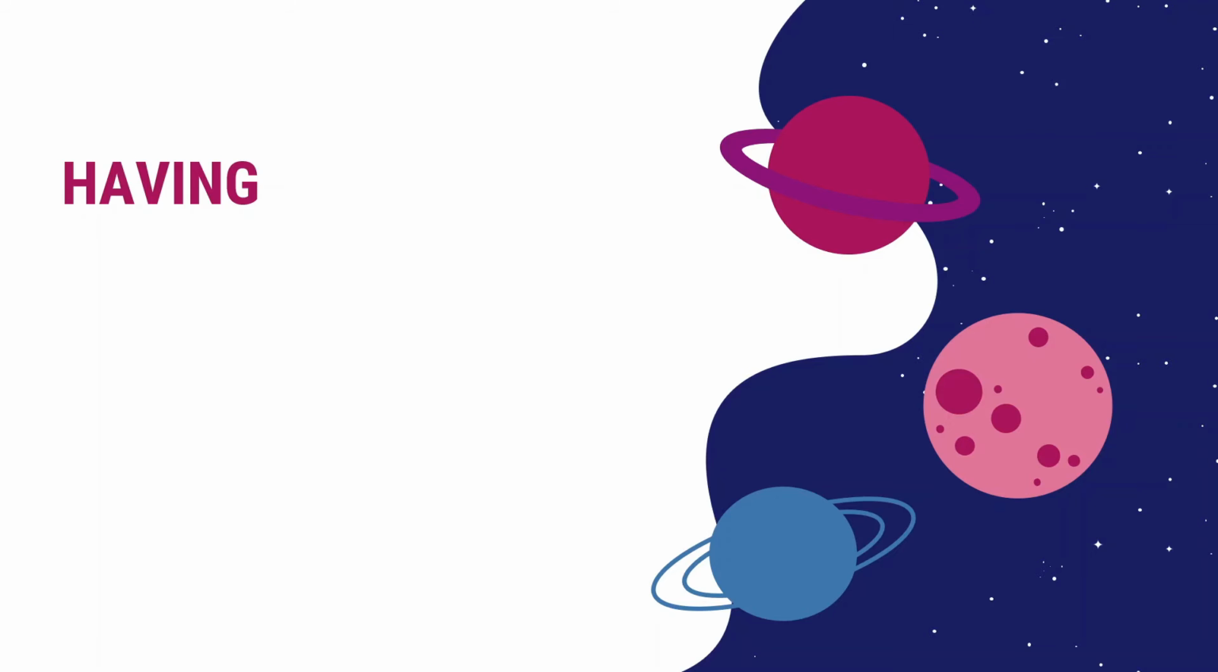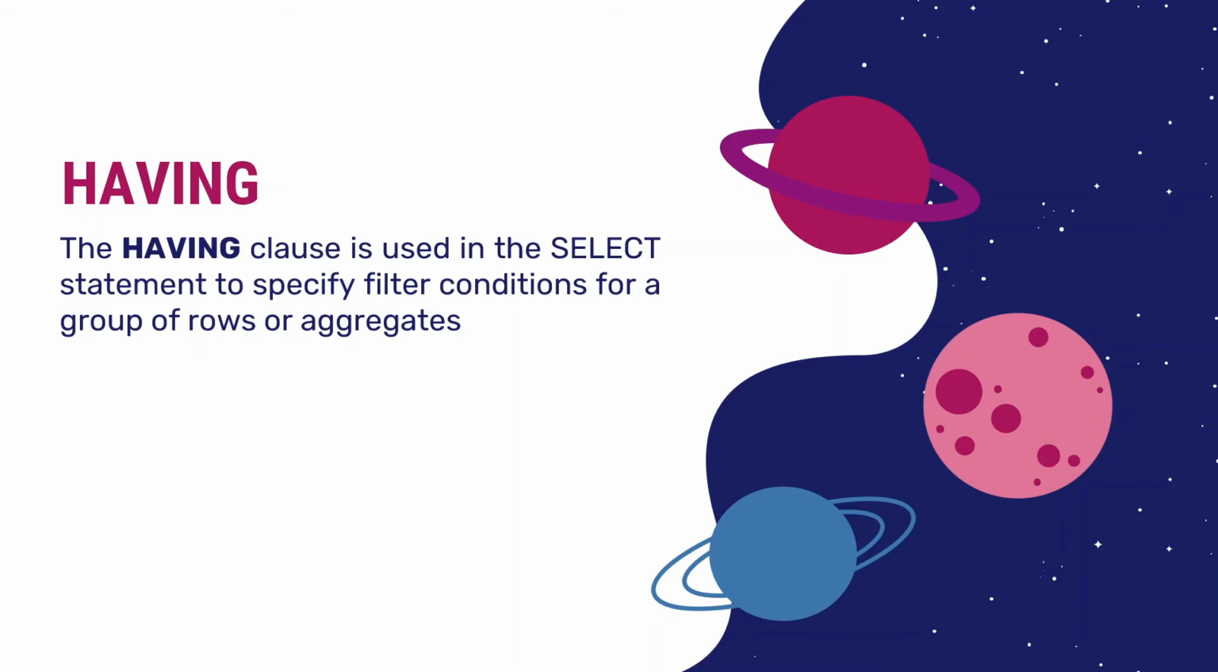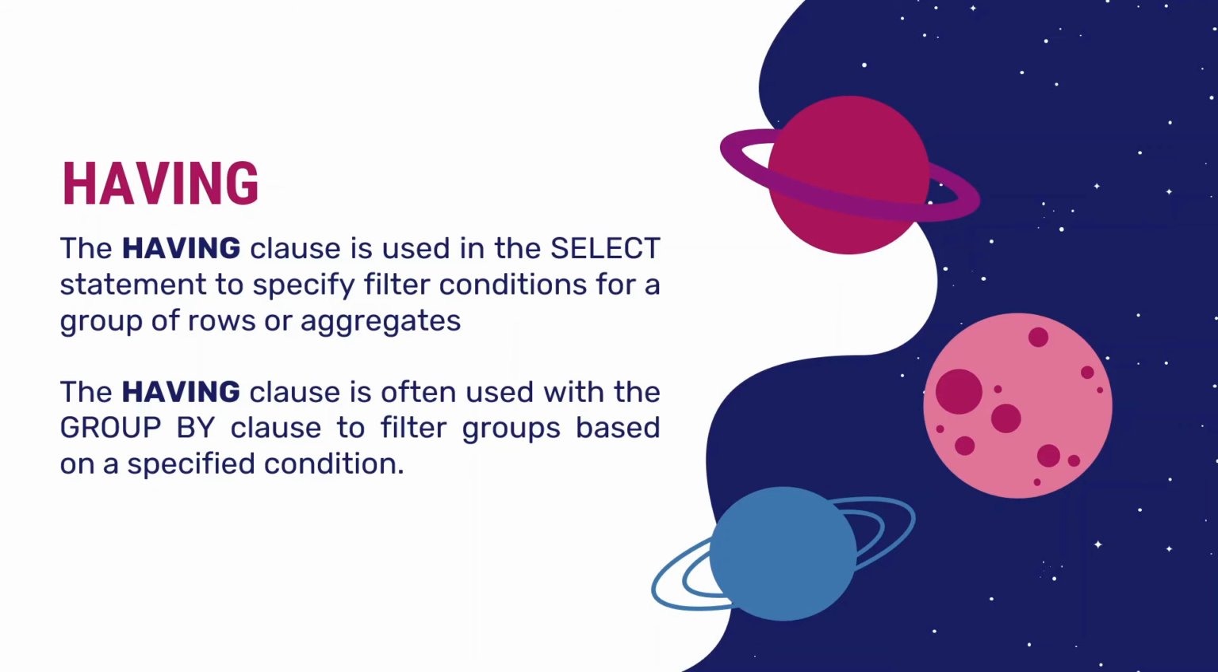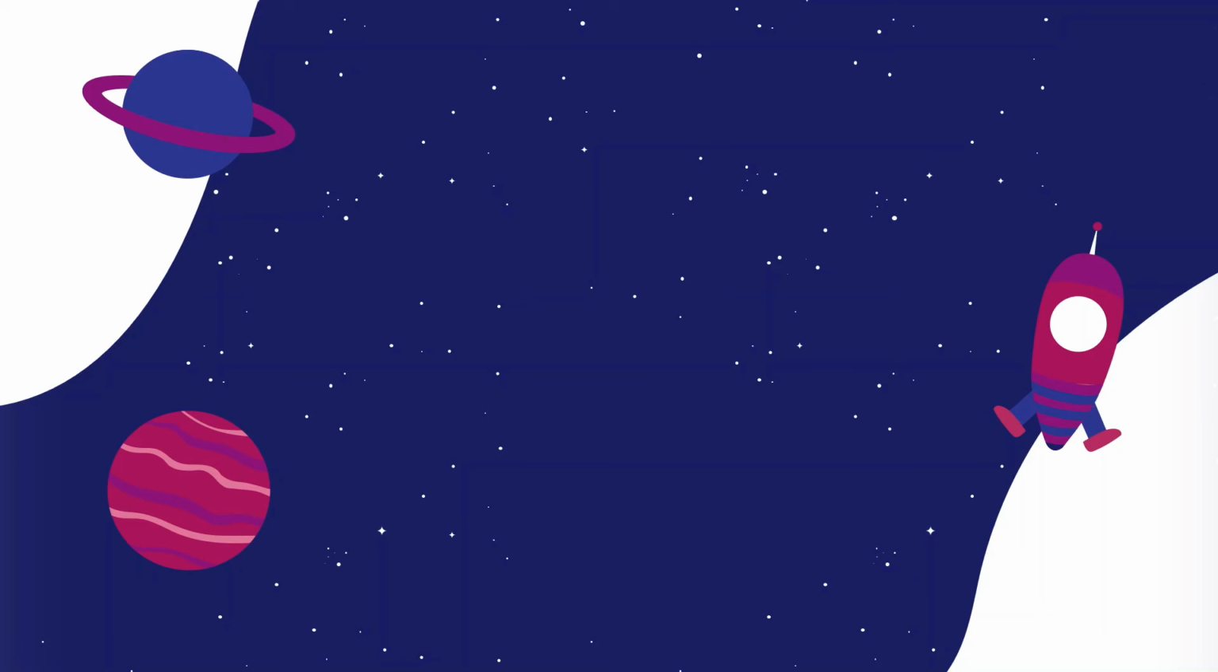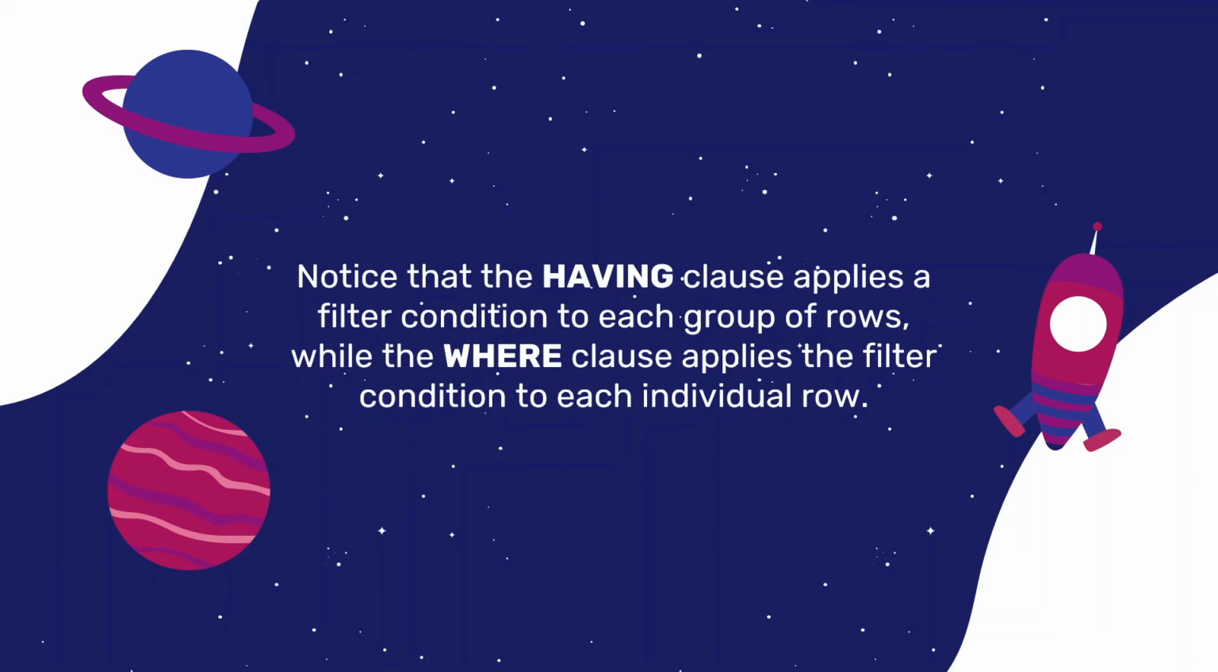And then we will discuss HAVING. The HAVING clause is used in the SELECT statement to specify a filter condition for a group of rows or aggregates. The HAVING clause is often used with the GROUP BY clause to filter groups based on the specified condition. If the GROUP BY clause is omitted, the HAVING clause behaves like the WHERE clause. And we must notice that the HAVING clause applies a filter condition to each group of rows, while the WHERE clause applies the filter condition to each individual row.